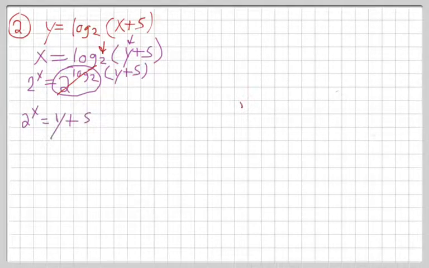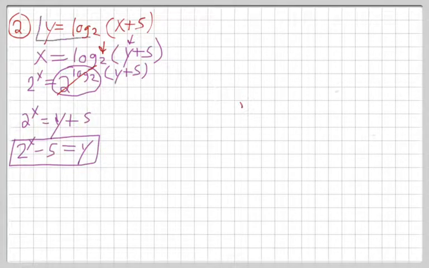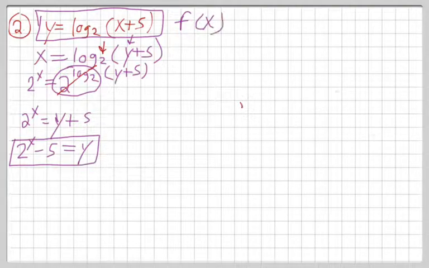And now solving for y is pretty easy. So we have 2 to the x power minus 5 equals y. And this is the inverse of our original function. A little notation: if the original function was f of x, this inverse would be written f to the negative 1. That's another way of writing the inverse function. You need to be familiar with both of them, okay?